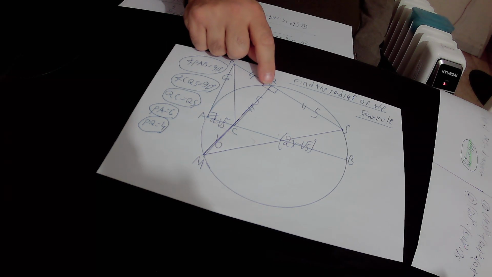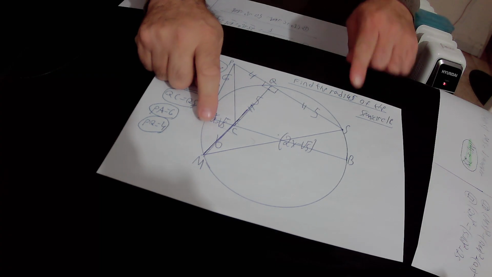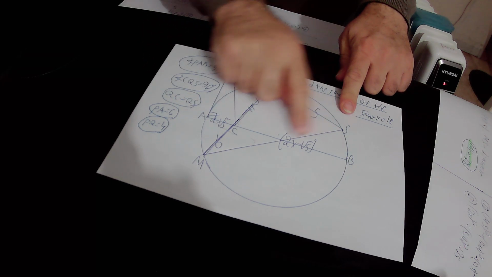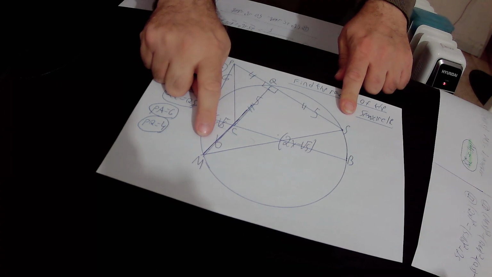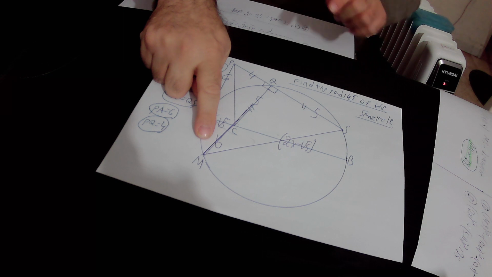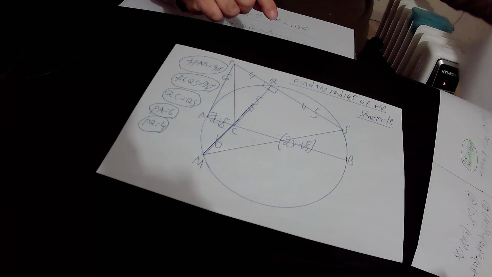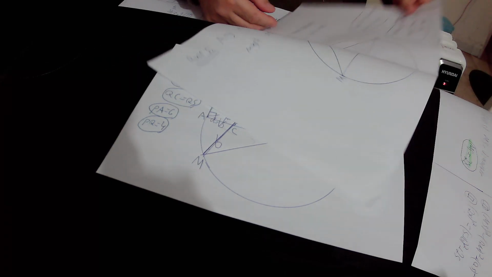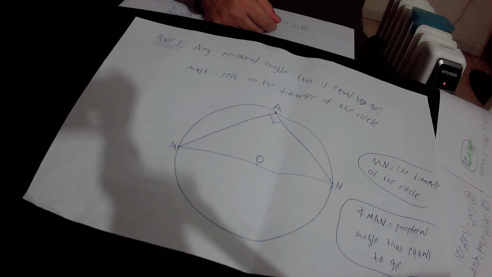And according to rule number 5, any peripheral angle that is equal to 90 degrees must rest on the diameter of the circle. This peripheral angle SQM that is equal to 90 degrees rests on SM. Okay, we join points S and M together by a straight line. So SM must be the diameter of the circle according to rule number 5. I'll repeat again rule number 5: any peripheral angle that is equal to 90 degrees must rest on the diameter of the circle.